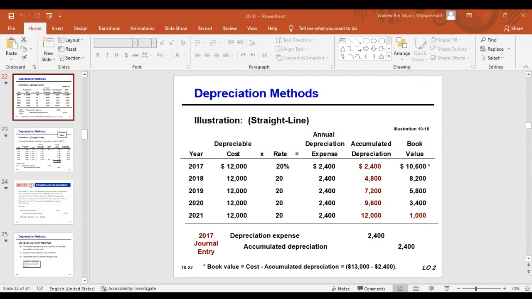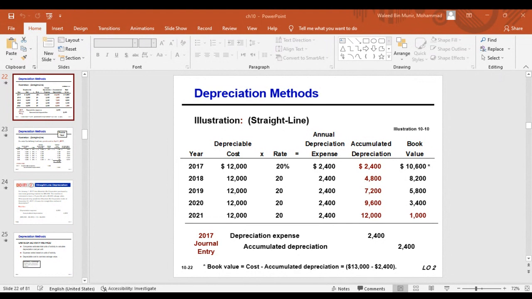Yes, Faris Adil, are you there? Yes, Faris, what is the book value for year 2021? Yes. Now understand, I just needed attention from some students. That's why I asked the question. So book value is 1,000 for 2021.